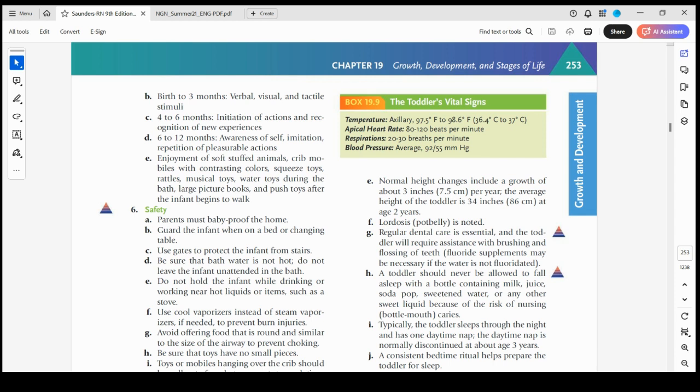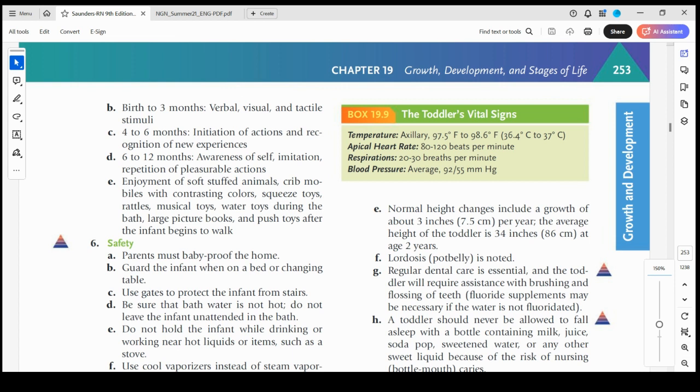But since we know that this is a toddler, we're going to look at those toddler vital signs. I'm going to zoom in a little bit. So temperature, his temp was fine. 97.5 to 98.6 is normal. I know you can't see that board, but their temperature was 98.7. It was a little boy, 3-year-old. Their heart rate was 96, and they said the apical heart rate should be 80 to 120.